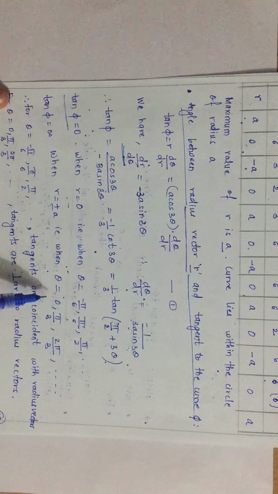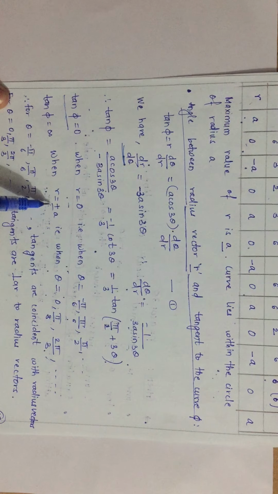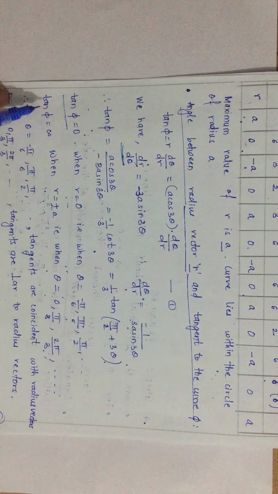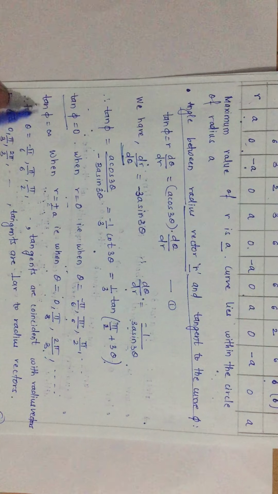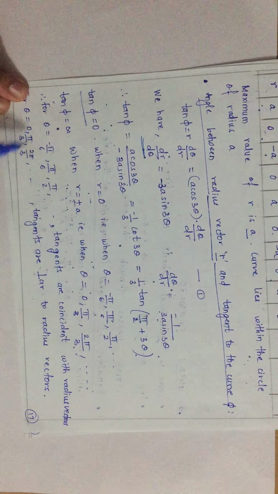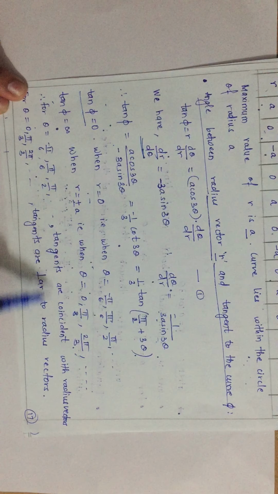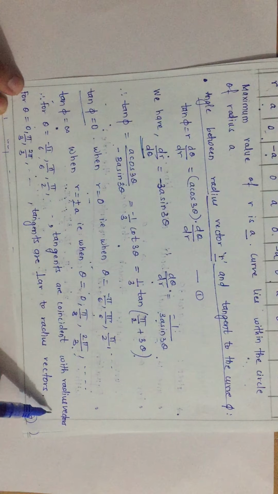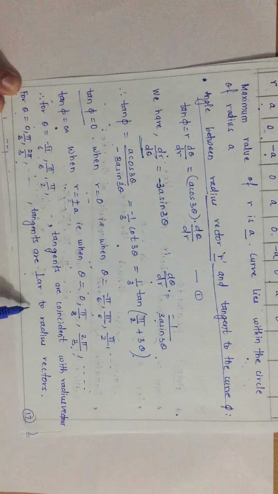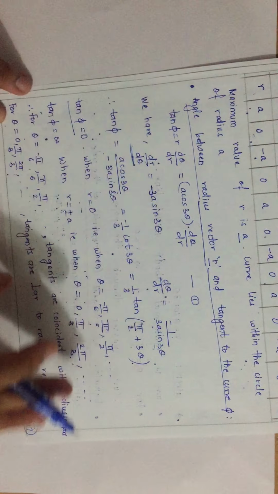Whereas if theta is equal to 0, pi by 3, 2 pi by 3, we observe r varies as plus or minus a, and for these values of theta we observe tan phi is equal to infinity. So we can state lastly that for theta equal to minus pi by 6, pi by 6, pi by 2, the tangents are coincident to the radius vector. Whereas for theta equal to 0, pi by 3, 2 pi by 3, the tangents are perpendicular to the radius vector.